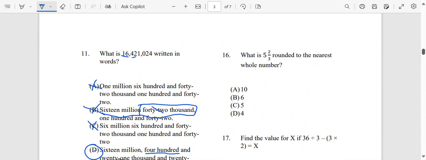What is 5 and 2/3 rounded to the nearest whole number? If you remember, fractions are also decimals, so we can change this over to a decimal, and that's one of the best ways to do it. The 5 is a whole number, and therefore the other part, the 2/3, is a decimal. Let us find the decimal for that 2/3.